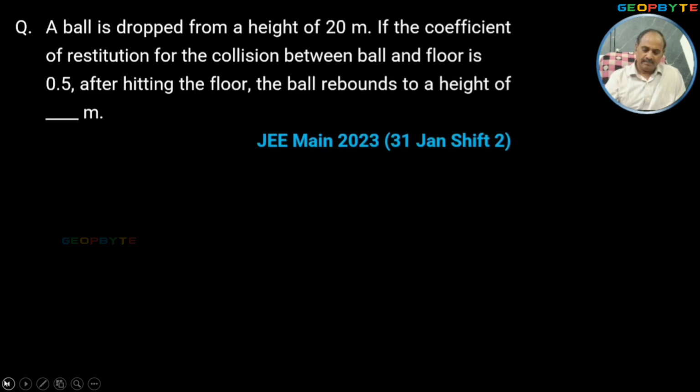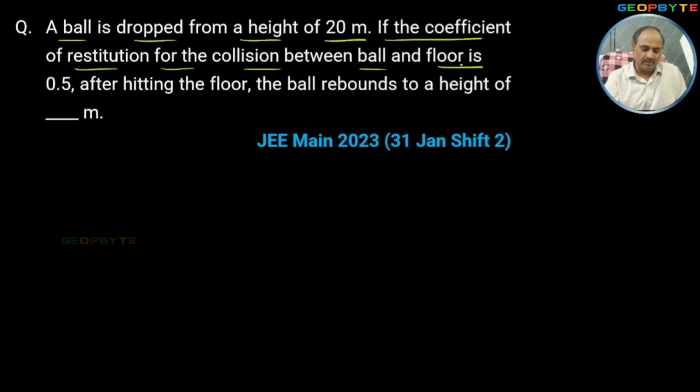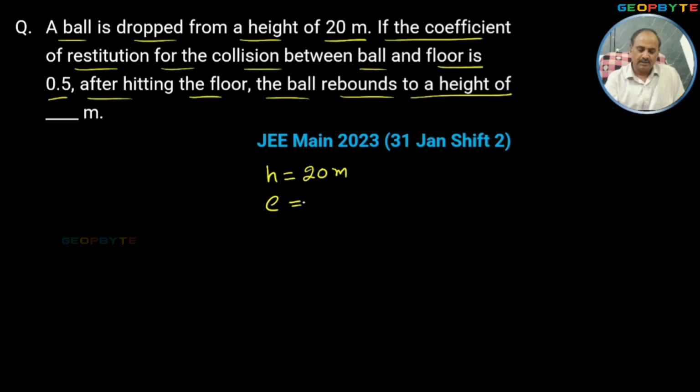Try to read it clearly. It is given like this. A ball is dropped from a height of 20 meters. If the coefficient of restitution for the collision between the ball and floor is 0.5, after hitting the floor, the ball rebounds to a height of. The initial height of the ball is 20 meters. Coefficient of restitution is given as 0.5. Rebounding height, that is h dash, is how much?